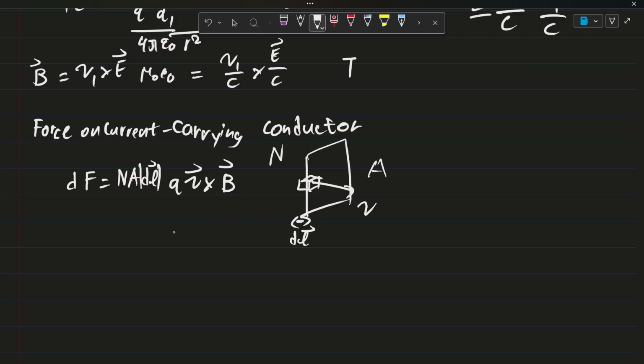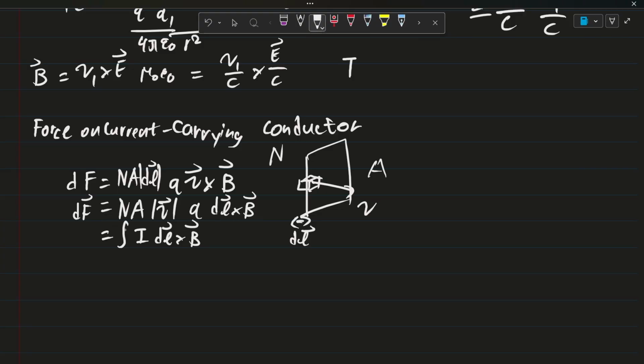And what we can do with this equation is switch the v vector and dl vector, since they both have the same direction. So we can say that this is nA times the length of the v vector, and q dl vector cross B vector is the dF vector. And now you could sum up each of these slices within your circuit, and what you would obtain is this would basically become I dl cross B, right? And you can take this with the integral. This would be the F vector of this current carrying conductor.